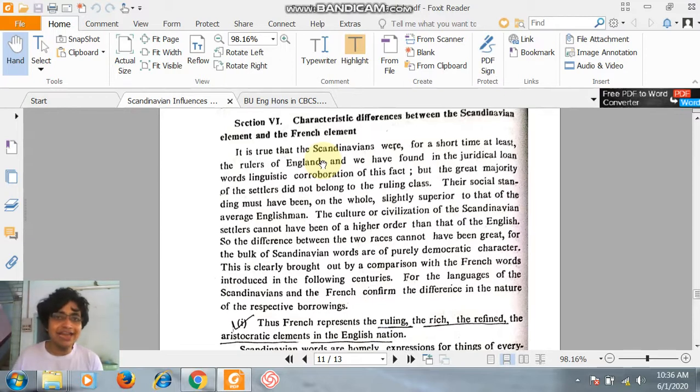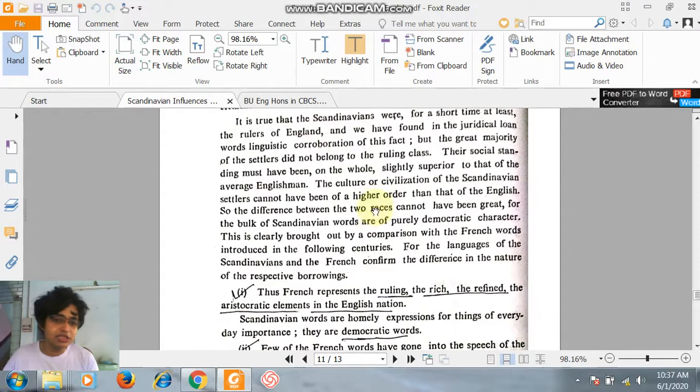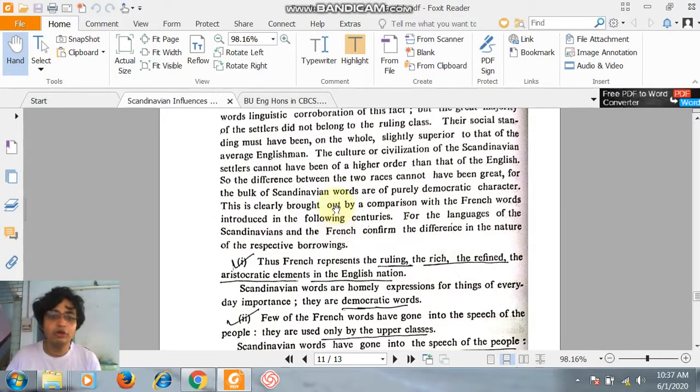But on the other hand, Scandinavian influence upon the English language is not on the administrative or official level, because they were not exactly the ruling class. They have settled in the eastern portion of England. The culture or civilization of the Scandinavian settlers cannot have been of a higher order than that of the English. So the difference between the two races cannot have been great, for the bulk of the Scandinavian words are of purely democratic character. This is clearly brought out by a comparison with the French words introduced in the following centuries.